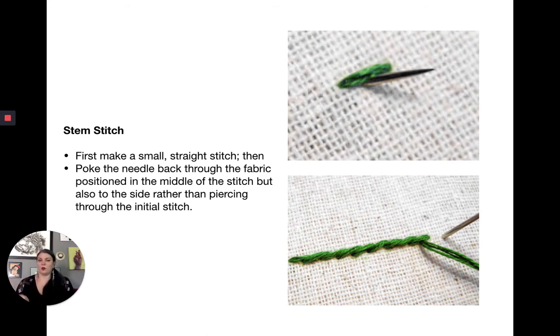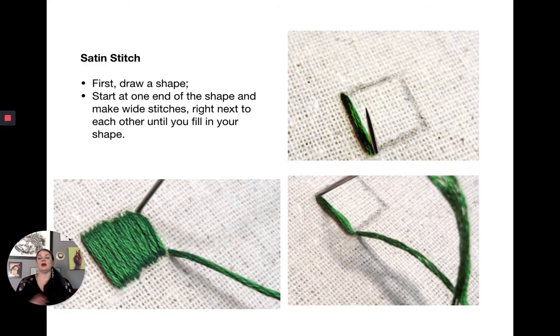So you make your small straight stitch, and then you poke the needle back through, but you don't stab through the stitch, you stab right underneath it, right? And then you make your next stitch, and you do the same thing, and so it kind of gives this winding look, okay? And again, you have these slides on Blackboard, so you can go back and look closely at these at your leisure if I'm going too fast.